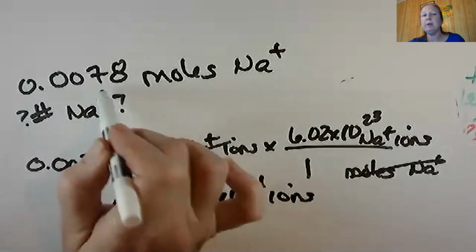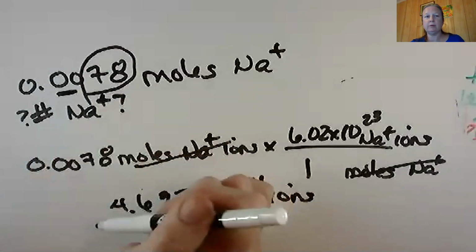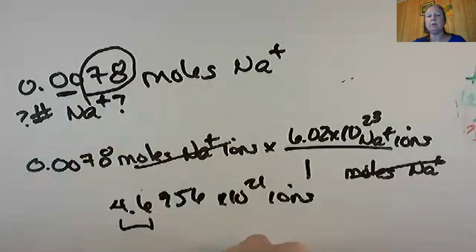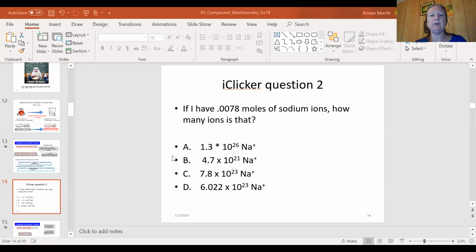How many sig figs do I have here? These are placeholders. I have 2 sig figs, which means I only want those 2 digits. So I'm going to say 4.7 times 10 to the 21 ions. And let's go back to the slide. And there it is. So the answer is B.